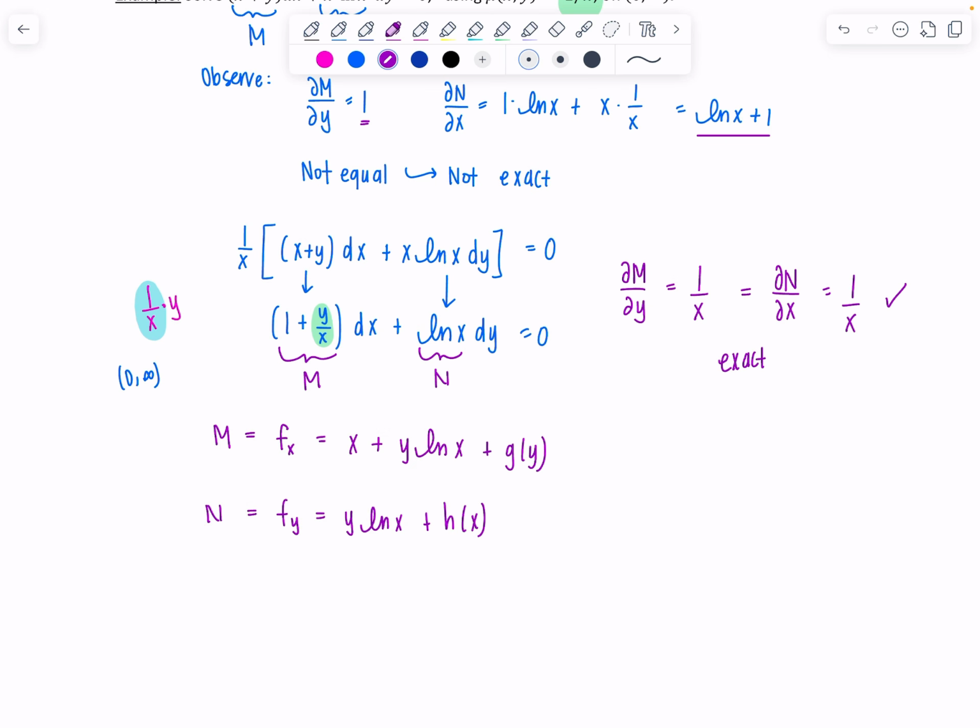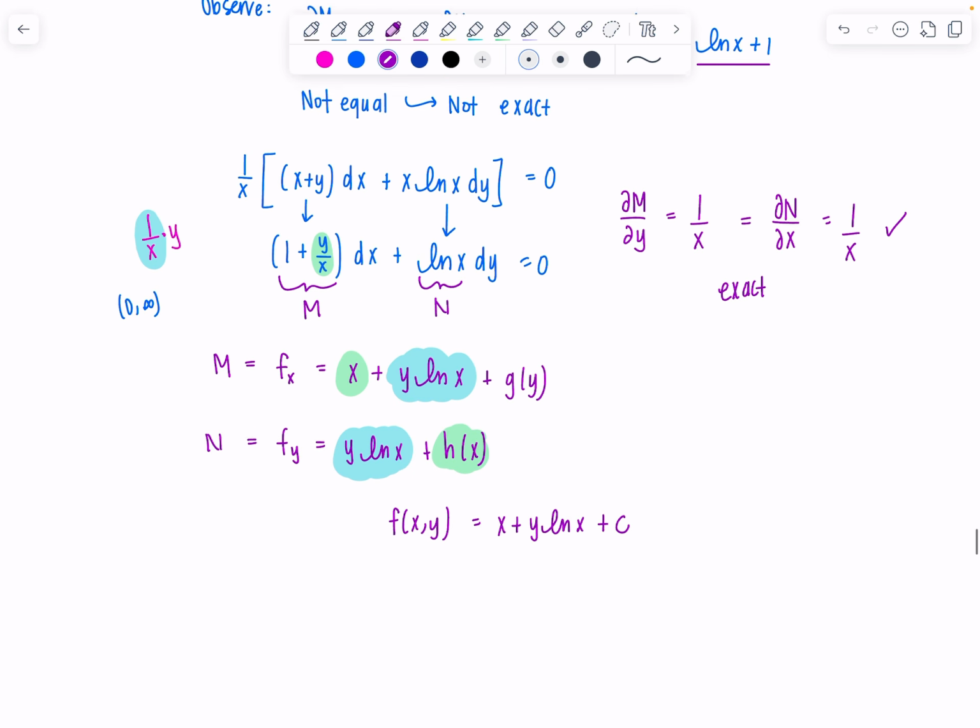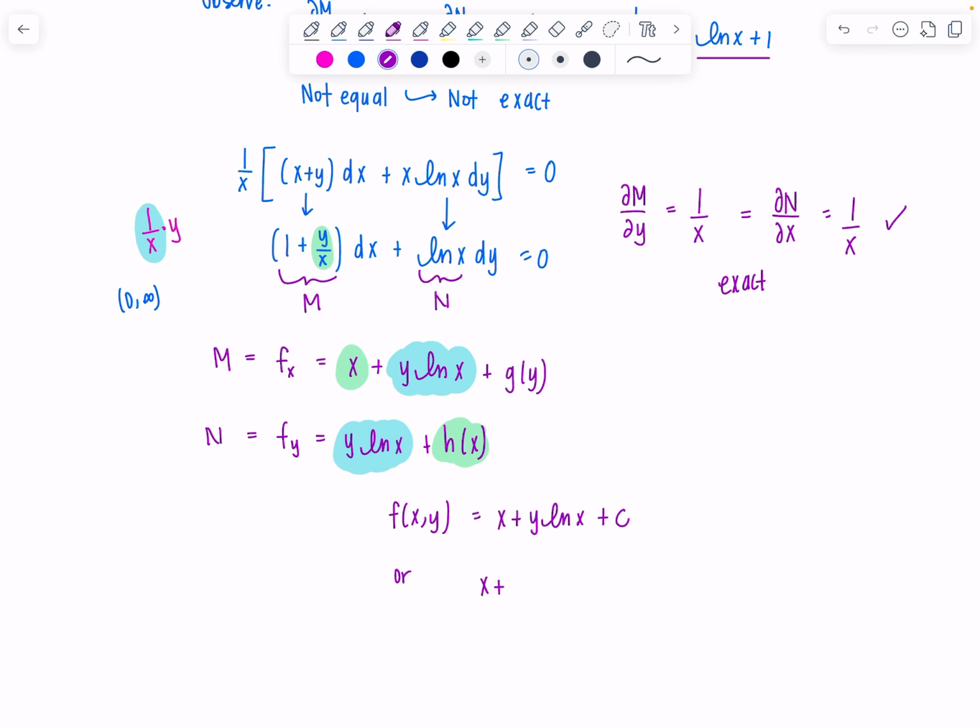Now compare these two. So here's y ln of x. And then here's my function of x. It's just x. And I don't have any terms that involve just y. So then from here, we can say our solution, f of x, y, is equal to x plus y ln of x plus c. Or sometimes you'll just see it written x plus y ln of x equals c. Doesn't really matter. I'm going to leave it like this.